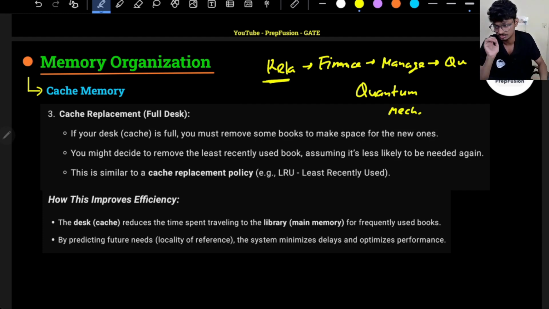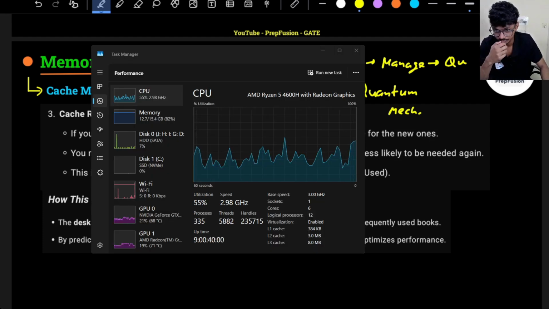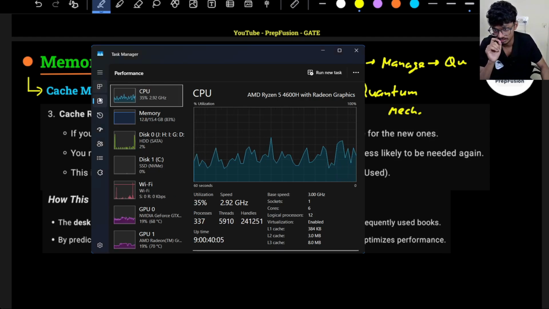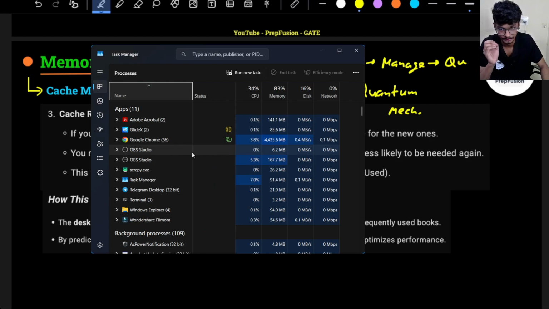Something similar actually happens in our computers. I will explain. So here the CPU is here, and if I show you the task manager, these are my tasks, right? And in your phone as well, something similar happens. Currently, what are the apps? Adobe, Glide, Google Chrome, OBS, these are the apps, right? So let's say my RAM becomes fuller, more and more full.